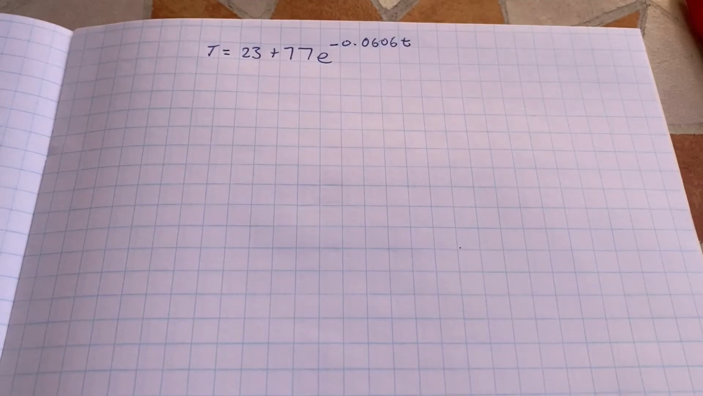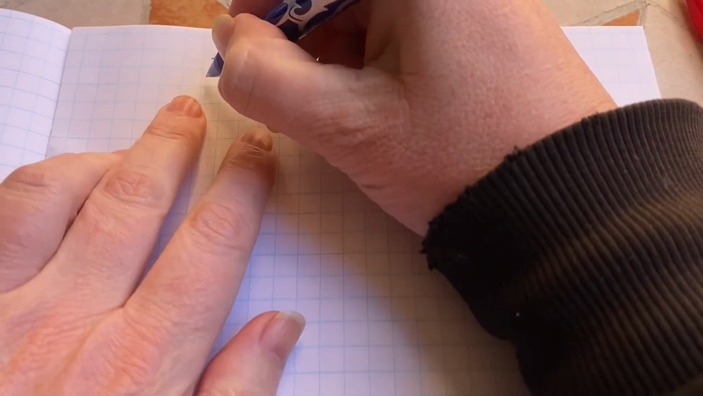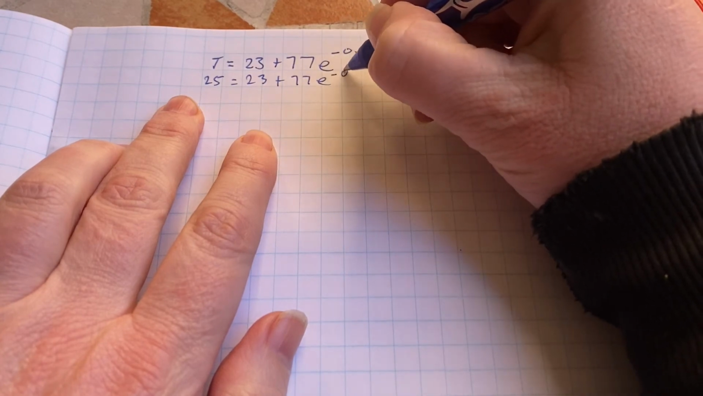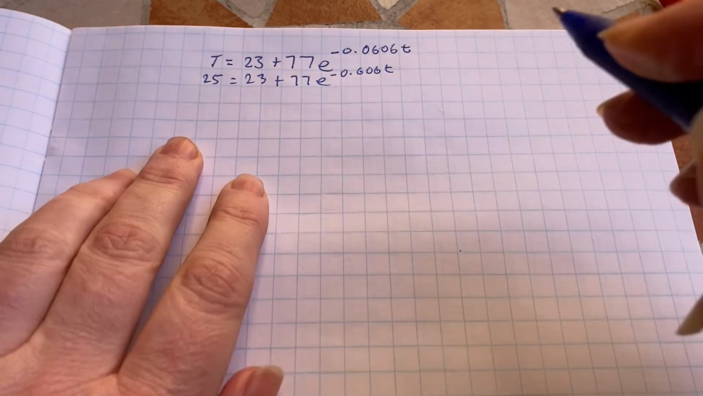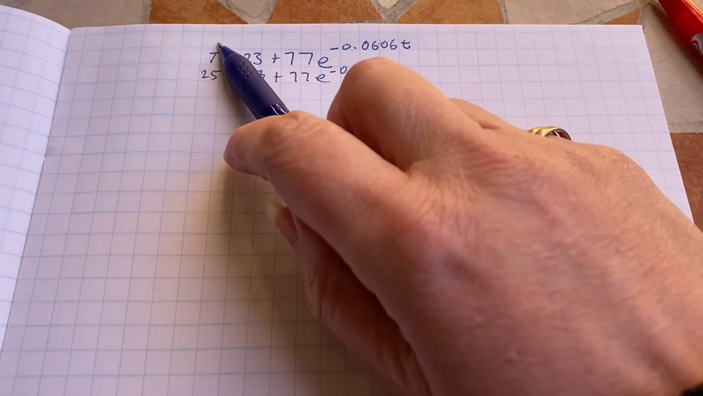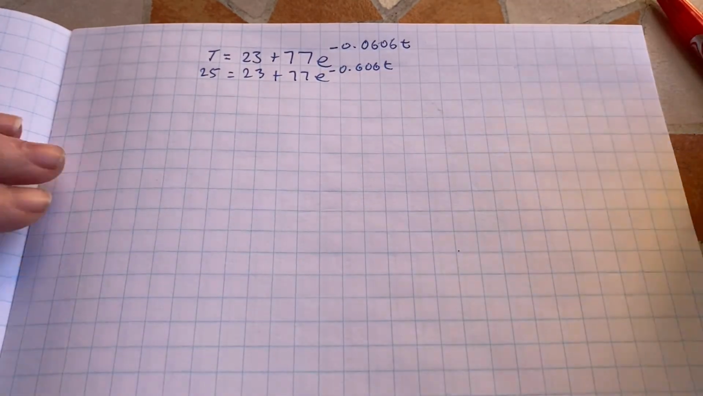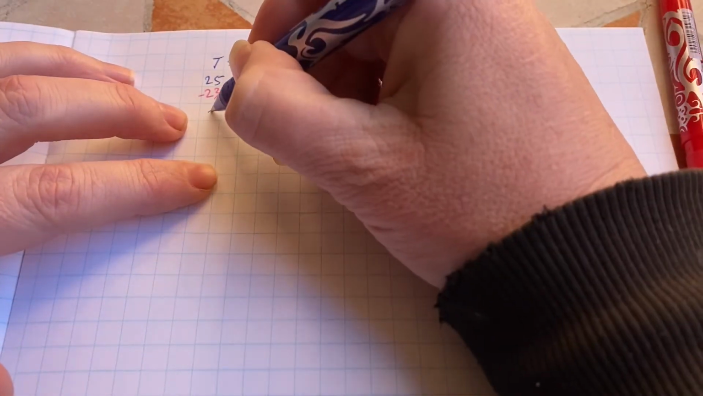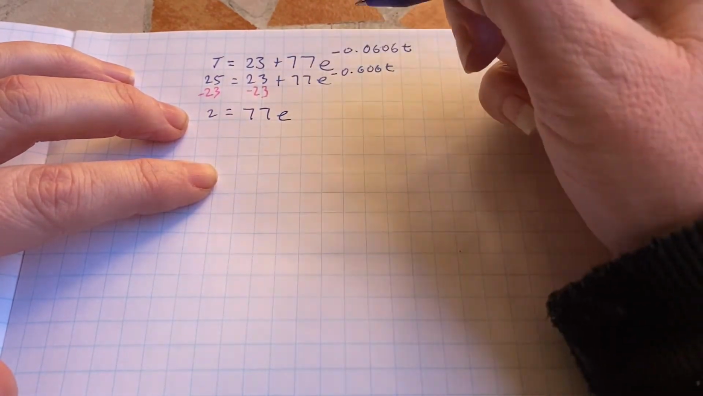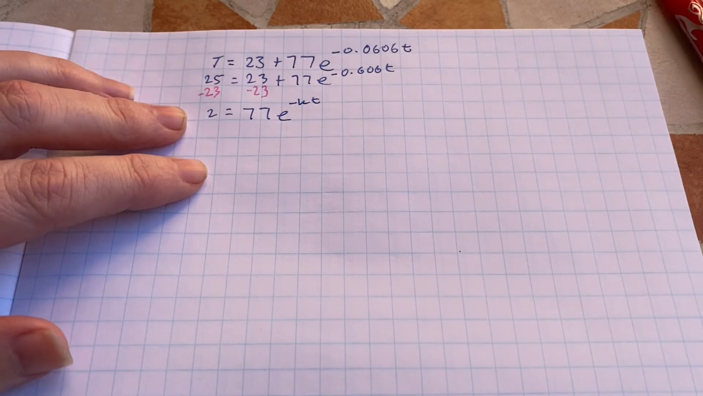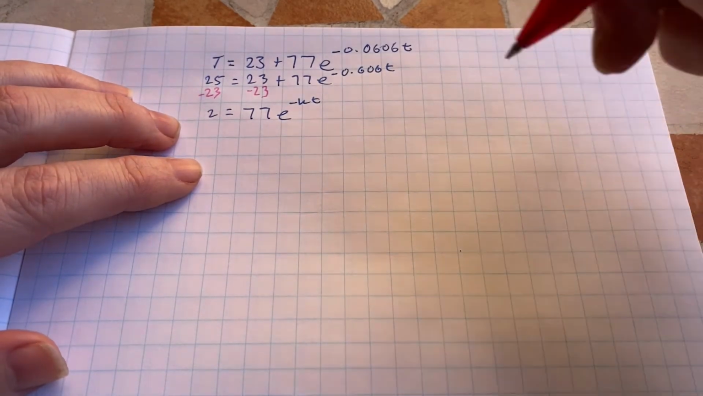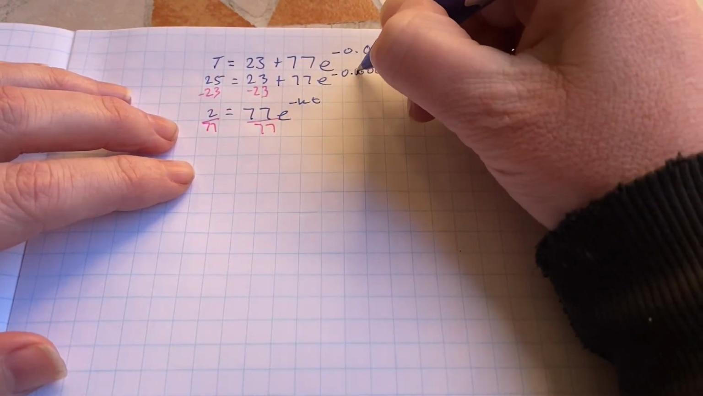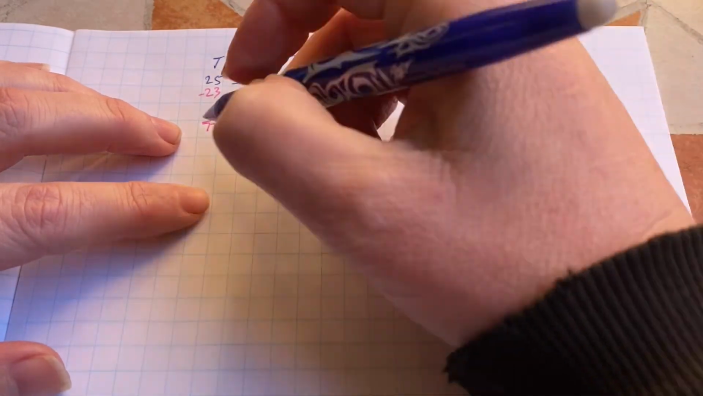The question asked us, when does the temperature hit 25 degrees? So 25 equals 23 plus 77e to the negative 0.0606t. We're solving for t time when the capital T temperature is 25 degrees. So as before, I'm going to minus the 23 off each side. So this is just now 2, 77e to the negative kt. I'm being a bit lazy there. In an exam, do write the number or write something there, whether it be the exact value or just even 0.06 is fine. So again, I'm going to turn it around.